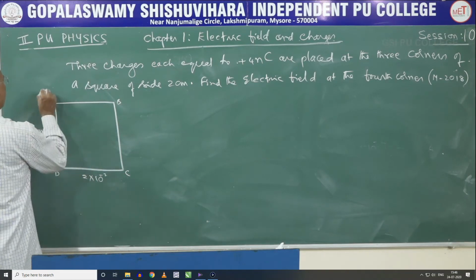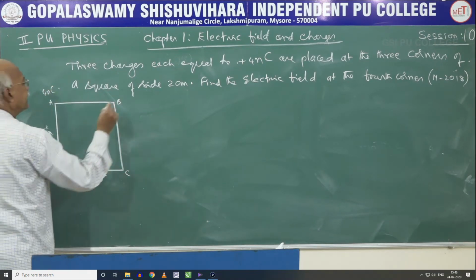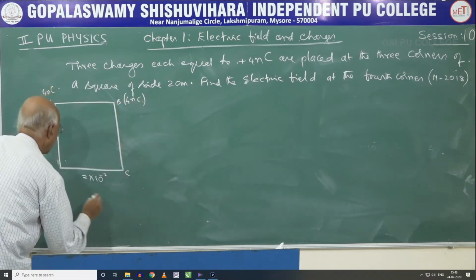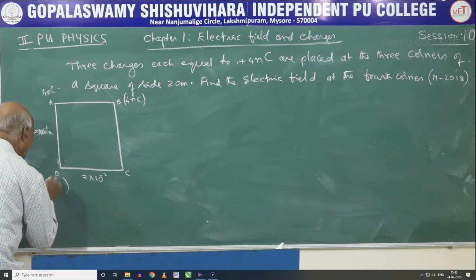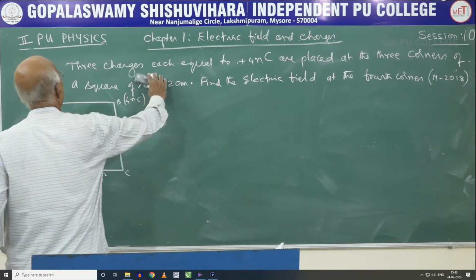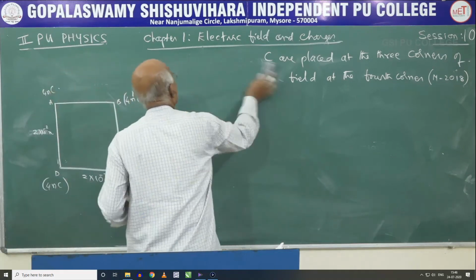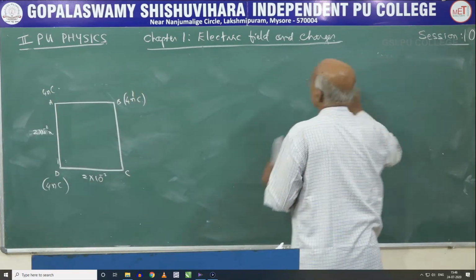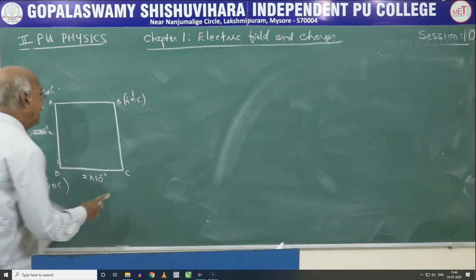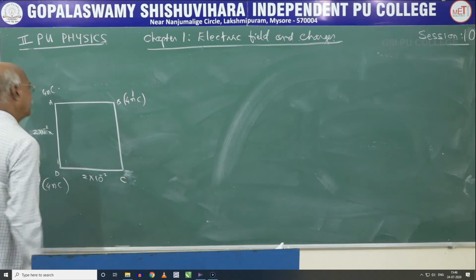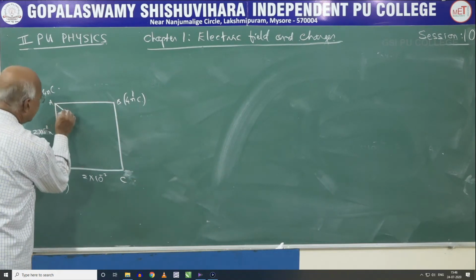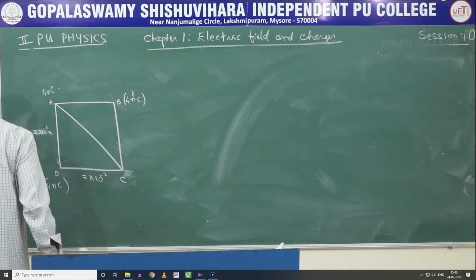Now at each point, let us say that here you have got a plus 4 nC, here also we have got 4 nC charge, here also we have got 4 nC charge available. At the 3 corners we have charges equal to 4 nC, and we have been asked to determine the electric field available at the fourth corner. What is the electric field available at the point C? Now we will draw a line like this. So this happens to be the hypotenuse.